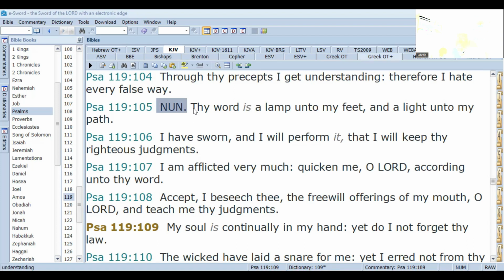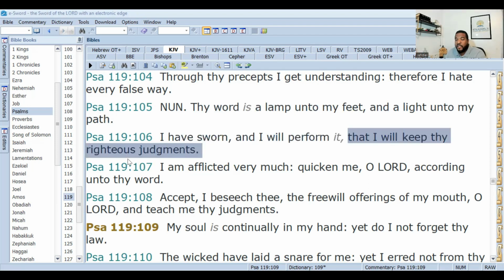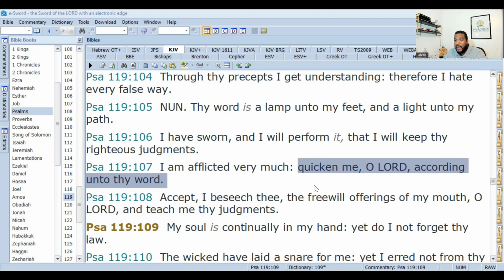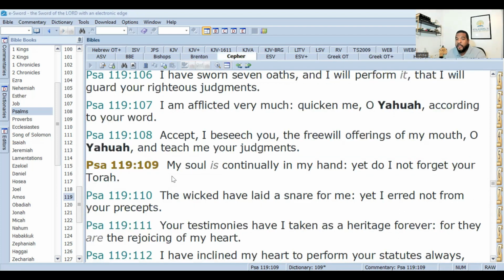Continue to move forward. Allow his word to light up your path, and make sure that you do what you say you're going to do, and that you will guard his righteous judgments. Even if you're afflicted, that you would allow Yah to make you alive according to his word, and that you will continuously be in his hand.